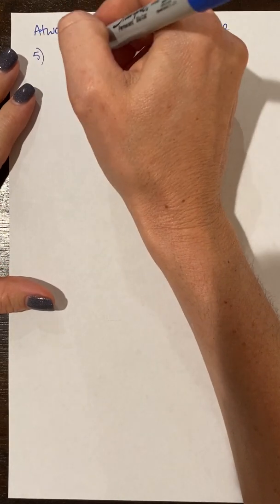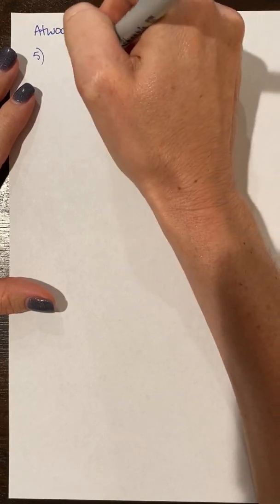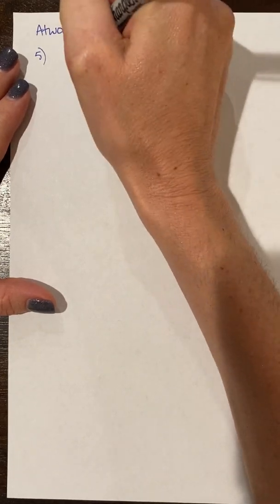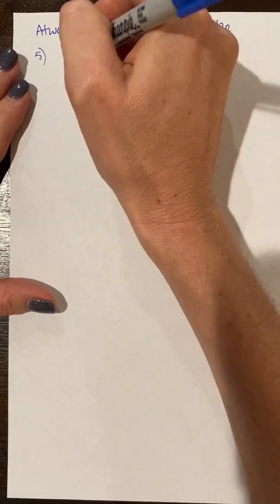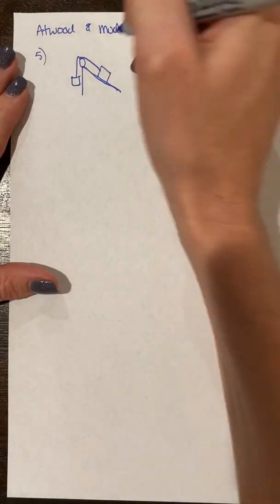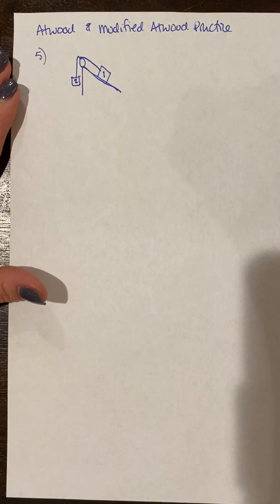So we have an inclined plane that has a mass on the plane, and it's over a pulley, and then we have a hanging mass over here. This is identified as mass 1, and this is identified as mass 2.